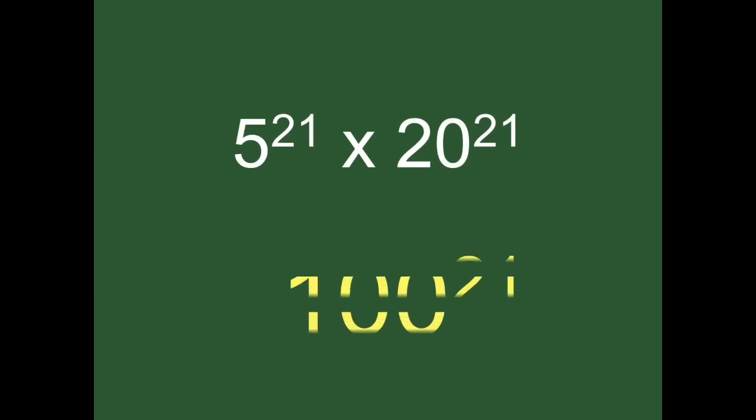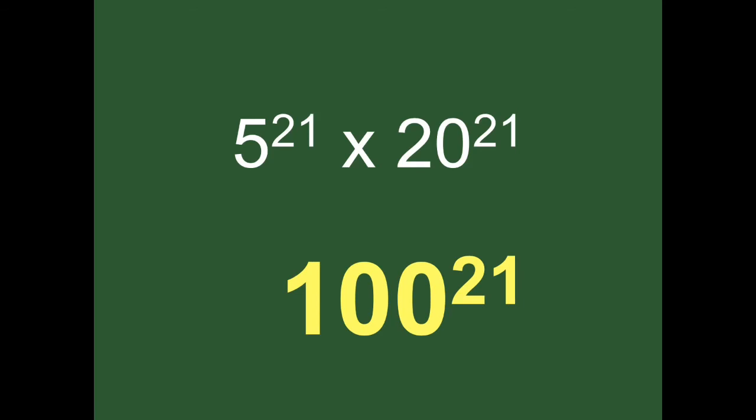In our next one, notice again, exponents are the same, both 21. So we do 5 times 20, we get 100, and 100 to the 21st power would be the appropriate way to say that, and it would also be the right answer to this question.